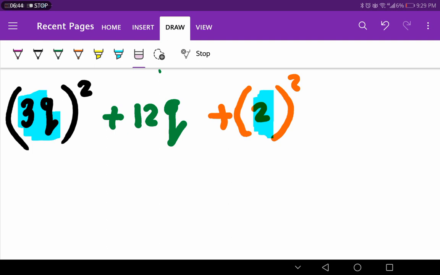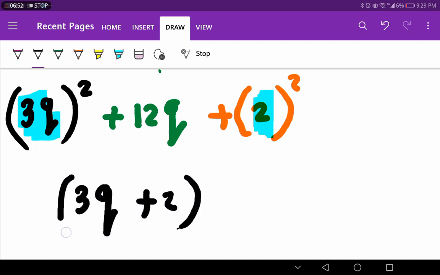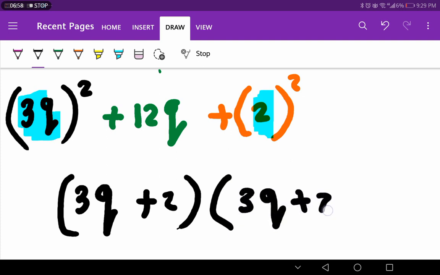Okay, just smile. Yes, so you write like this: 3q plus 2, and repeat it, 3q plus 2. You done? Are you happy? Good. Why do we write plus, teacher? Look at the middle term and give it to both of them. Okay, good.